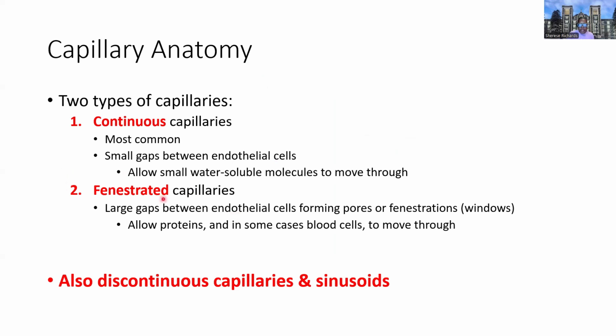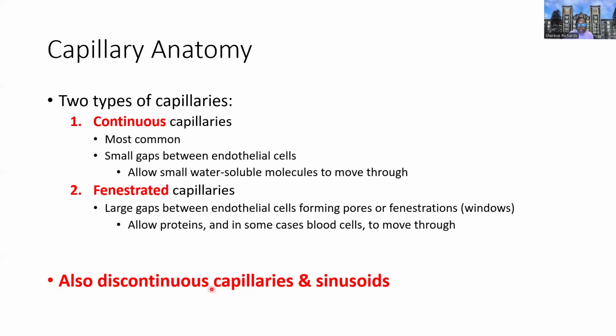And then we have fenestrated capillaries. These have larger gaps. So they do also have openings, but these are slightly larger, forming larger windows or fenestrations, and these do allow for proteins, and in some cases, larger blood cells to move through these spaces. So the openings here in fenestrated capillaries allow for larger particles to pass through.